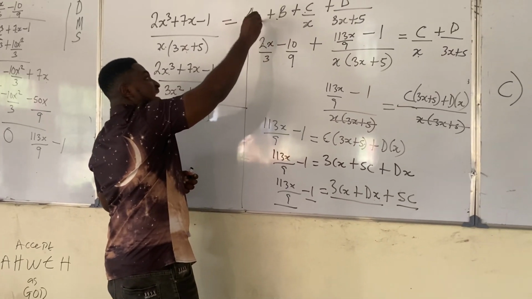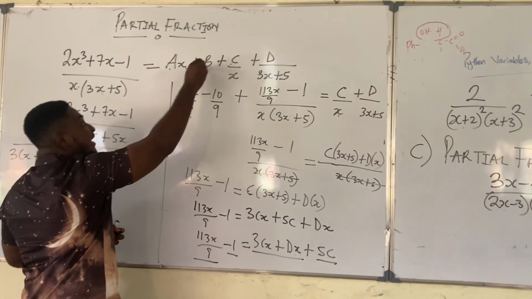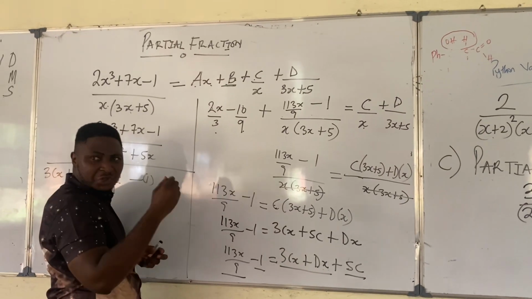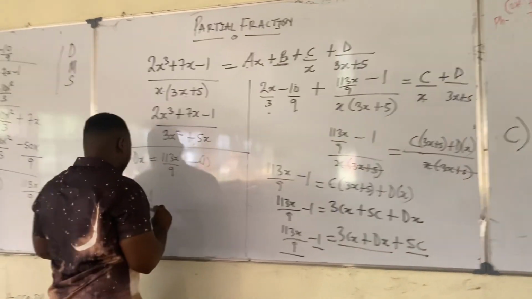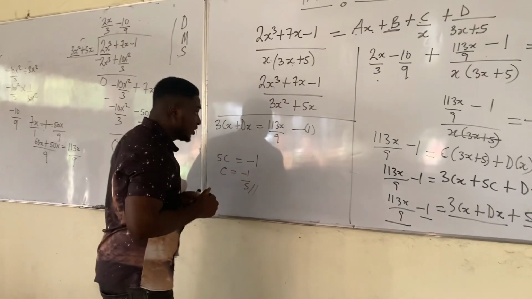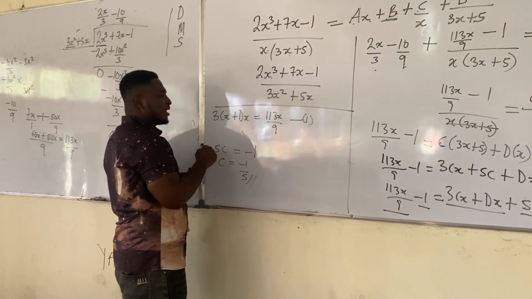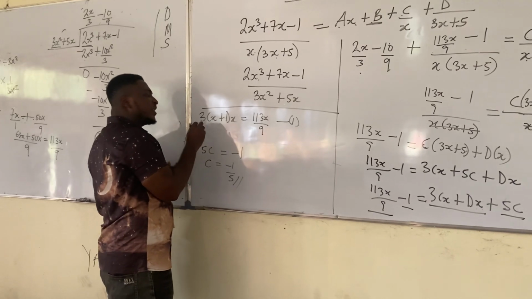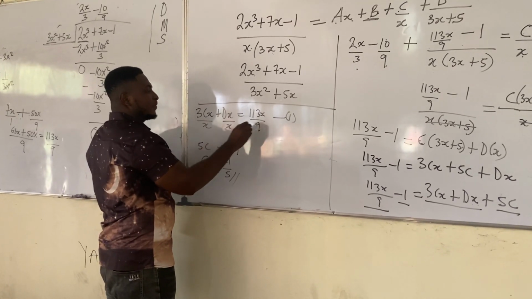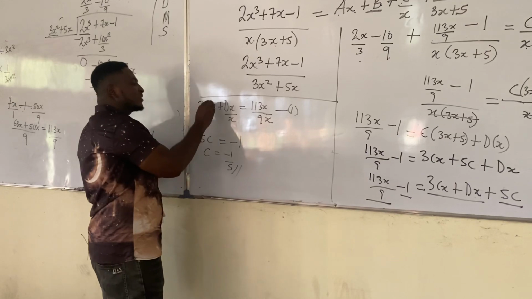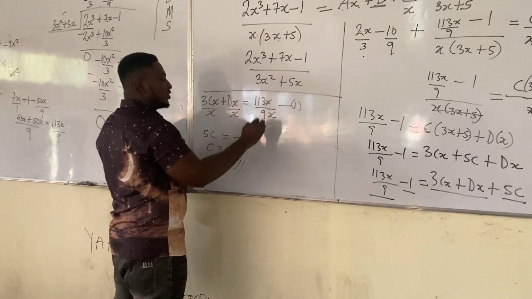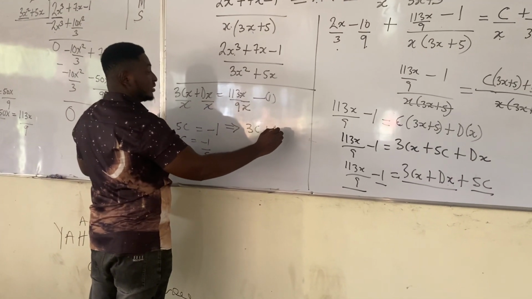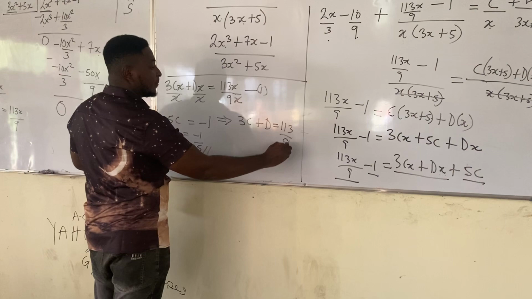Class, A is the person that is carrying x, A is 2 over 3, B is the person that does not have x. Look at B, intentionally B does not have x, are you seeing it? And B is minus 10 over 9. You will know you're doing something right. C now is minus 1 over 5, the remaining is D. To get D, we must go back to equation 1 and resolve. Since we have C, we can substitute C in equation 1 and get D. But first of all, let's divide all through by x. x cancels x. What are we left with, class? 3C plus D equals 113 all over 9.